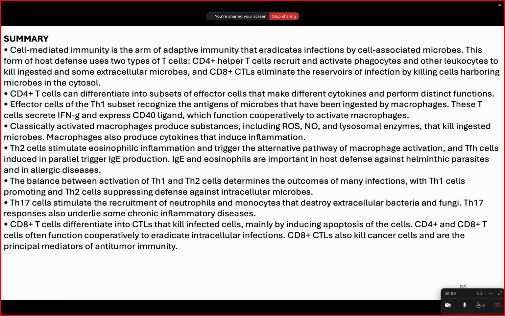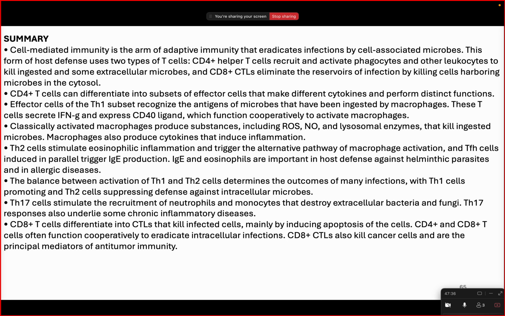Effector cells of the Th1 subset recognize the antigen of microbes that have been ingested by the macrophages. Classically activated macrophages produce substances including reactive oxygen species, NO species, and lysosomal enzymes. Th2 cells stimulate eosinophilic inflammation and trigger the alternative pathway of macrophage activation. The balance between activation of Th1 and Th2 cells determines the outcome of many infections, with Th1 cells promoting the defense and Th2 cells suppressing defense against intracellular microbes.